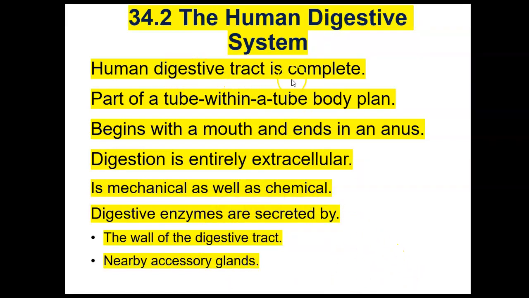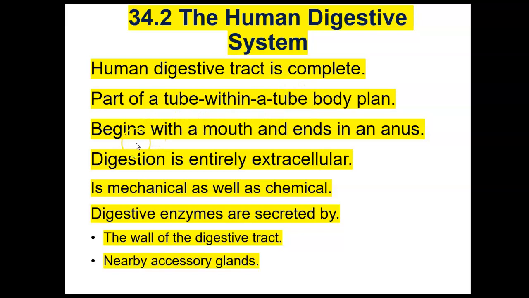The human digestive tract, of course, is complete. There's a mouth and an anus, and then there's a tube all the way from the mouth to the anus. That includes, for example, food going into the mouth and then through the pharynx, or throat, into the esophagus, to the stomach, small intestine, large intestine, and then rectum and anus. So the human digestive tract is part of a tube within a tube body plan. The GI tract is a tube, and it's within the tube we call the ventral body cavity, or our coelom. Our coelom is our body cavity.